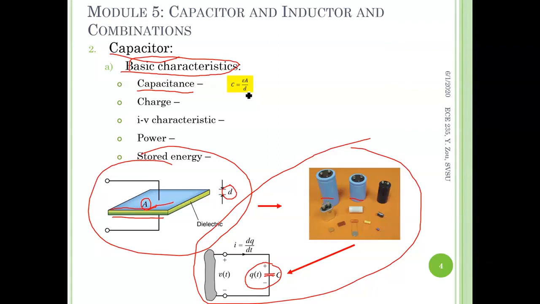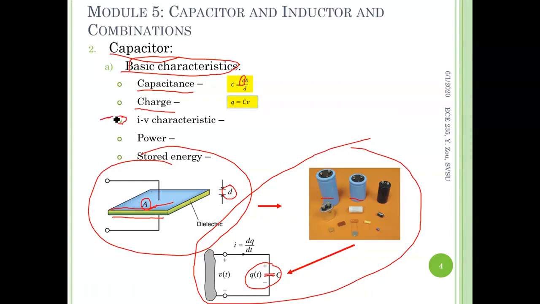We just saw what A and d are. And what is epsilon? Epsilon is the so-called dielectric material constant, determined by the material between the two plates. Second, we have charge. We said in the previous slide that the electric field is introduced by accumulated charge on the two plates. How much charge it can have is determined by the applied voltage, so Q equals capacitance times the voltage.